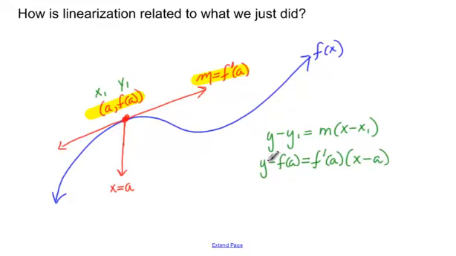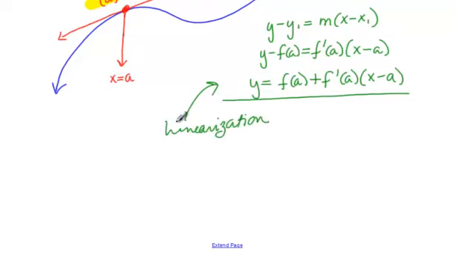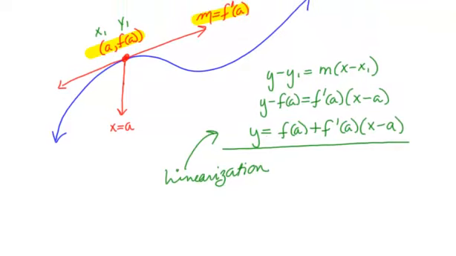Okay, so if we write this in y equals form, we get y equals f of a, and I'm not going to distribute that, I'm just going to leave it the way it is, f prime of a times the quantity x minus a. What we have here is our linearization. So let me tell you what that means. What this equation does is it gives you a value y near this point x equals a.